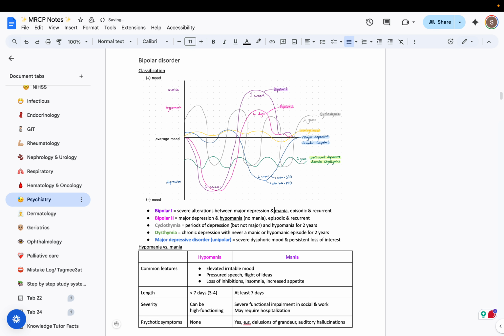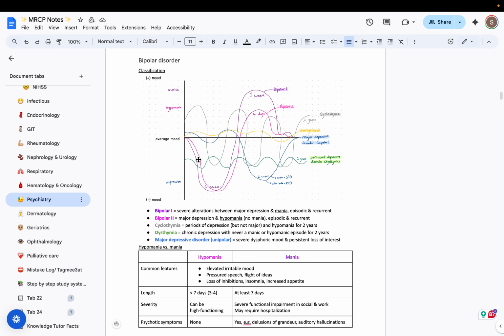For cyclothymia, there would be periods of depression but not major depression, and hypomania. So depression and mania but not major. So not major depression and not mania. It's just depression that's not major, and hypomania. And it needs to last for at least 2 years. There's something else that needs to last for 2 years.